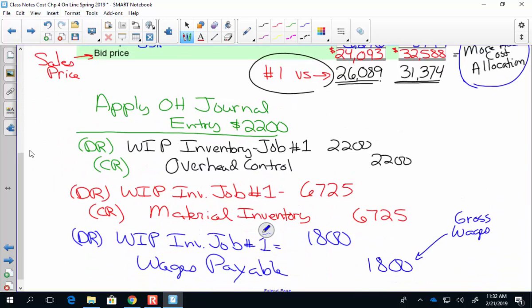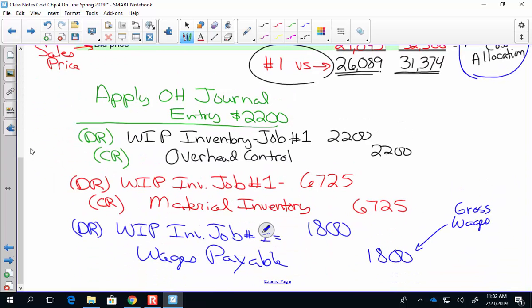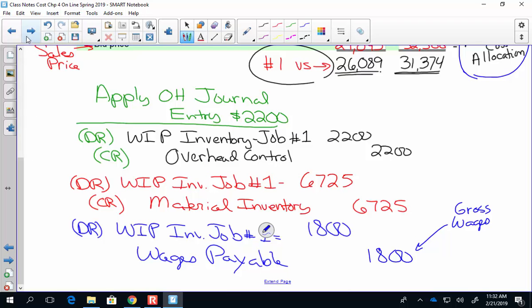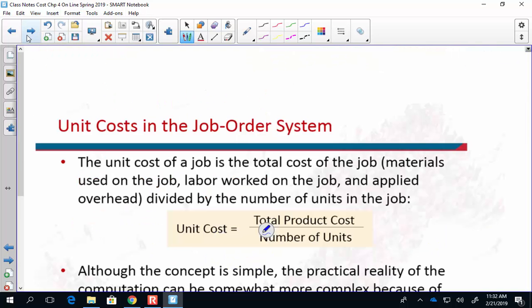So I just have some more journal entries here, recording the WIP or the overhead application for both the overhead and the material and the labor cost. So just kind of giving an overview of all 3 product costs, right? Shown here as a journal entry.